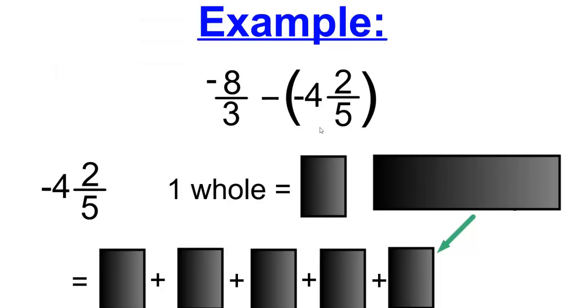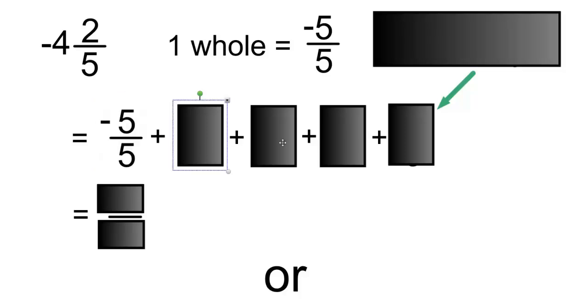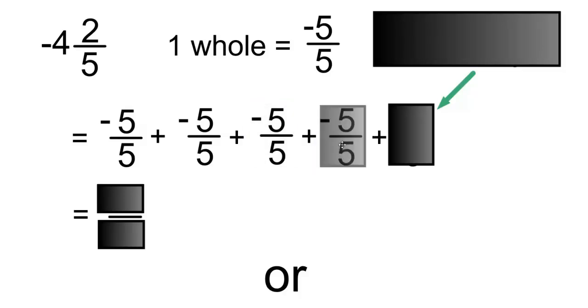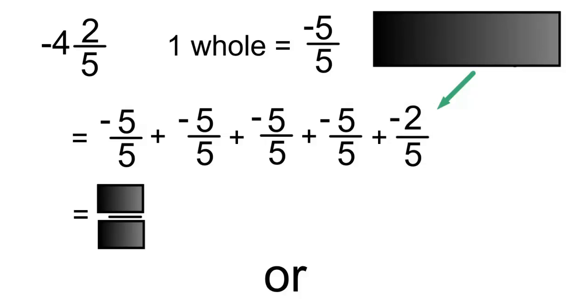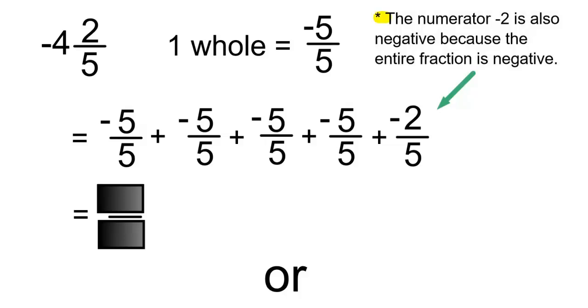-4 2/5 is a mixed number, so we'll convert this to an improper fraction before subtracting. The denominator is 5 and the fraction is negative, so one whole will be -5/5. There are 4 of those, so we'll write -5/5 and add them to each other 4 times. The numerator is -2, so we'll also add -2/5. The numerator of -2 is also negative because the entire fraction is negative.